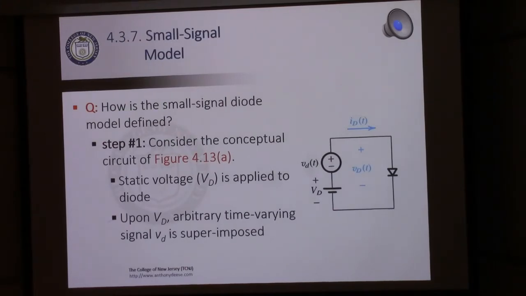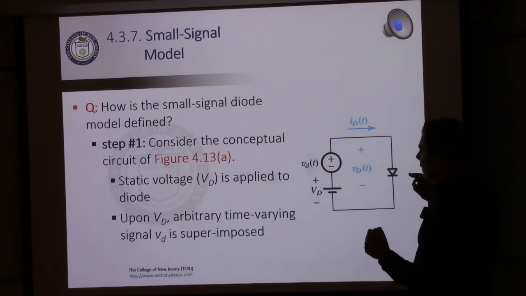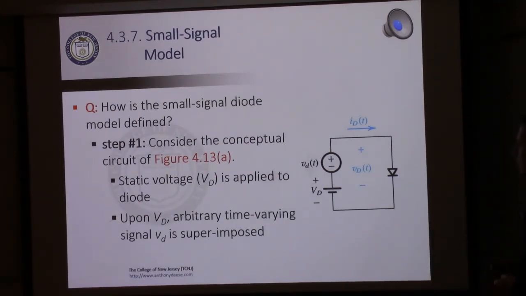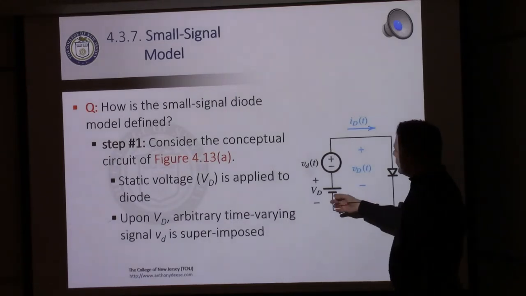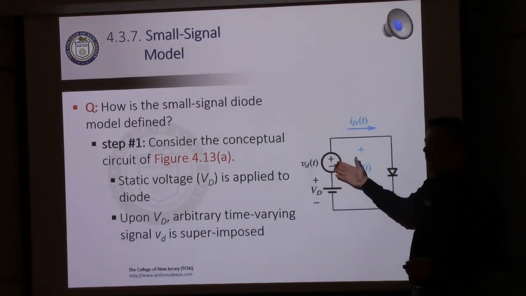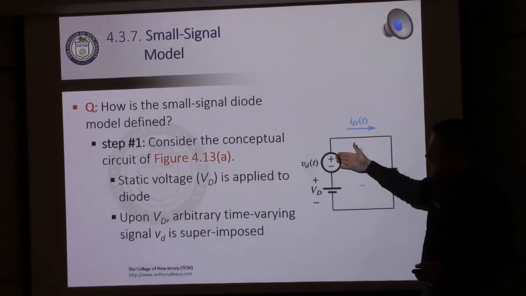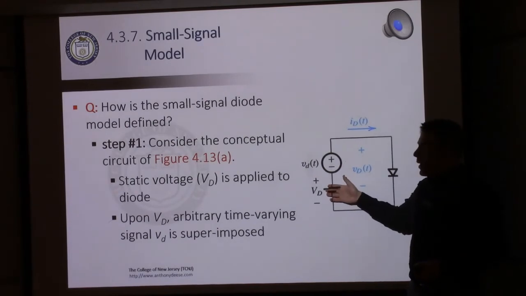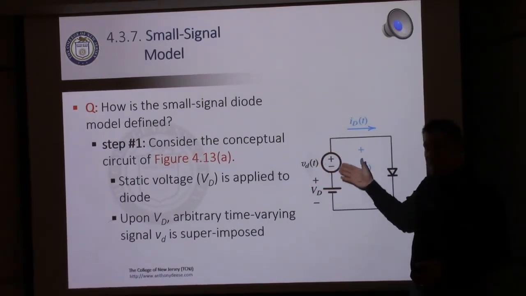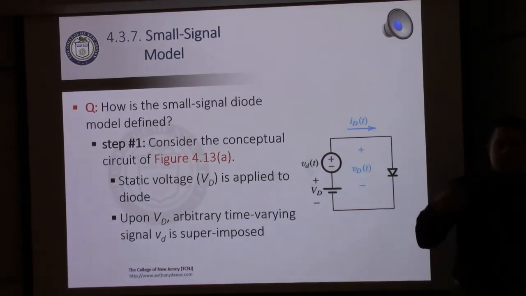Okay, so let's go through an example and try to apply the small signal model. So question, how is the small signal diode model defined? Let's consider the circuit shown here. And in reality, these two signals are not two separate signals. This may be a DC signal with noise, or it may be an AC signal with a significant DC offset, right? What you want to do is think about this as a single signal that we're trying to decompose into the time varying and static components for the purposes of this problem.